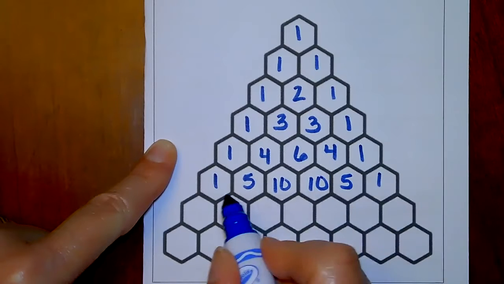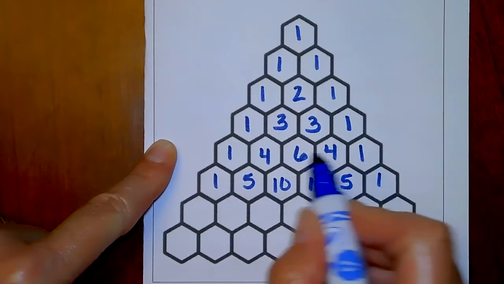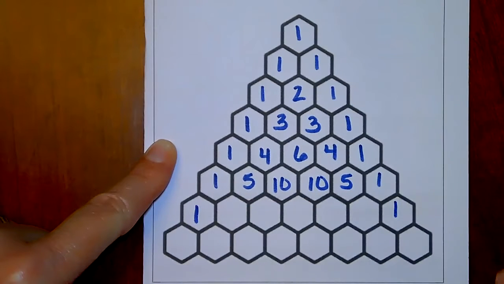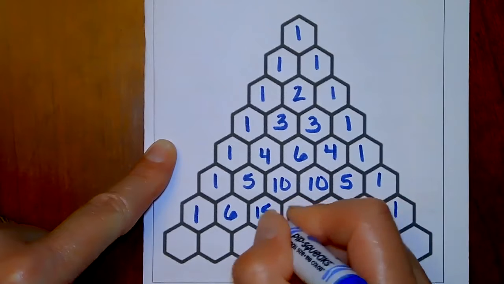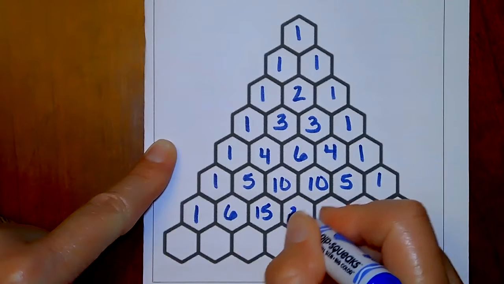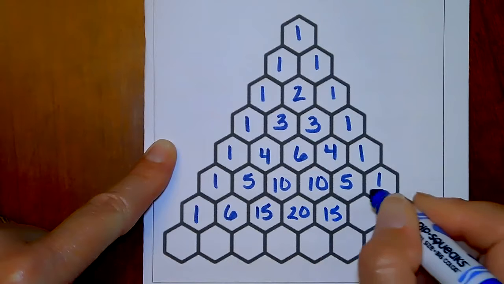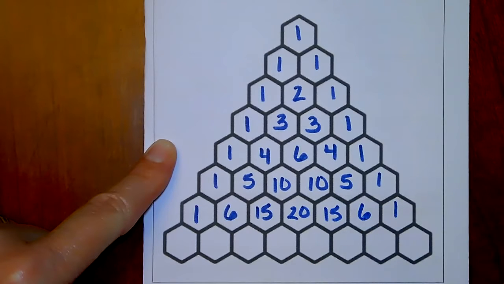And you'll notice that we're getting symmetry here as we go across this. Okay, next one. Again, start with a 1, end with a 1. 1 plus 5 is 6. 5 plus 10, 15. 10 plus 10, 20. 10 plus 5, 15. 5 plus 1, 6.